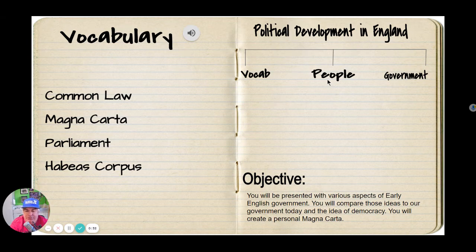We're going to use a simple little tree map, unless you want to use Cornell notes, totally up to you. But we're going to take some notes on some vocab and some people that we're going to talk about, and then different aspects of this early English government that we're going to see.